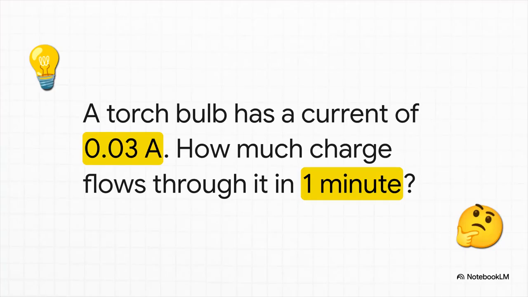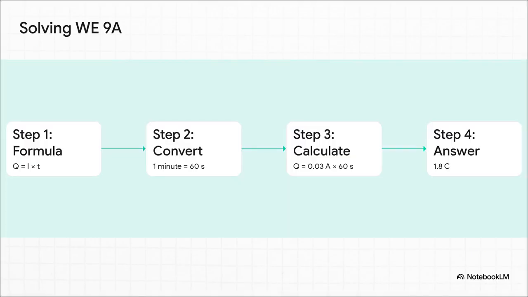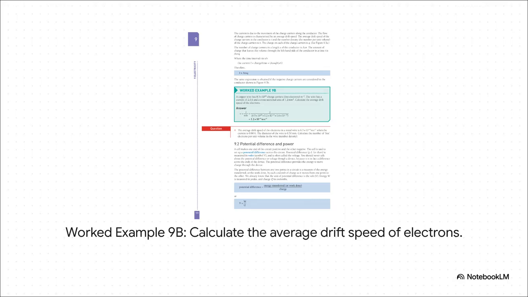We've got a simple torch bulb. We know the current is 0.03 amps, and the question is, how much total charge flows through that bulb in 1 minute? So to crack this, we just flip our first equation around to solve for Q. Now the classic trip-up spot here is the units. Physics formulas need standard units, so we have to convert that 1 minute into 60 seconds. Once we do that, we just multiply 0.03 amps by 60 seconds, and we get our answer, 1.8 coulombs of charge. Easy enough.